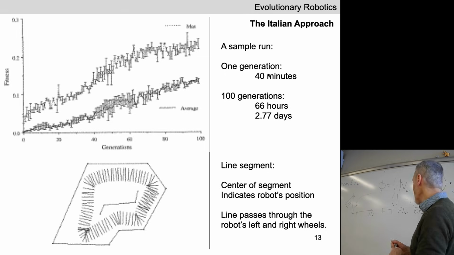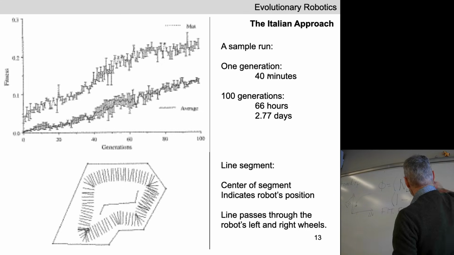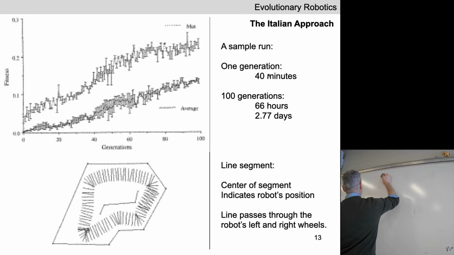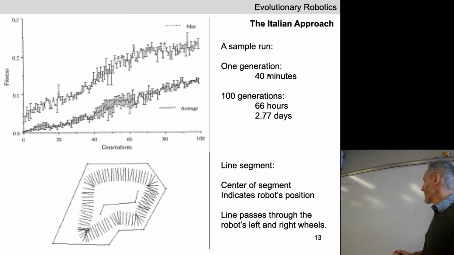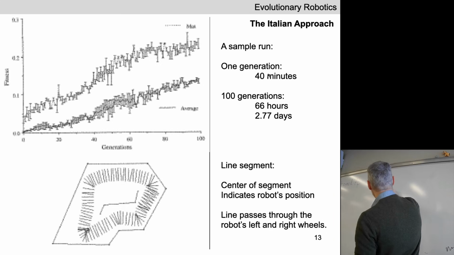So to evaluate one generation of synaptic weights took 40 minutes. At the end of that generation, they delete the sets of synaptic weights that had low phi. So I'm just going to draw this as dashes, feeling a little bit lazy this morning.